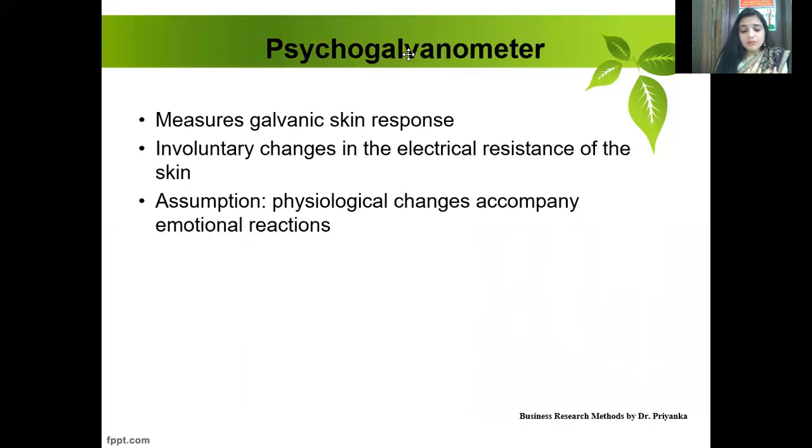Then psychogalvanometer. It measures galvanic skin response, the involuntary changes in the electrical resistance of the skin. The assumption is that physiological changes accompany emotional reactions as well. It is basically to check emotional reactions of people. It will just tell you whether you were emotionally high after reading something or down, right?